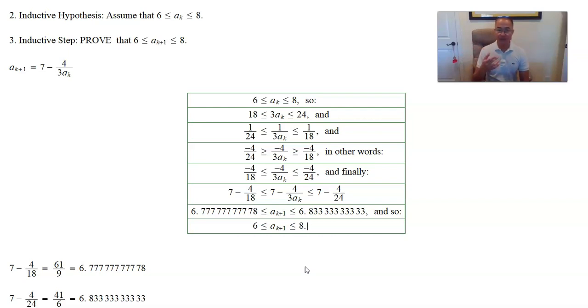So now we know for sure that our terms will never go below 6. In fact, will it go below 6.8? Not really clear. It's just saying it's at least 6.7. Okay, it's not going to go below 6.777.